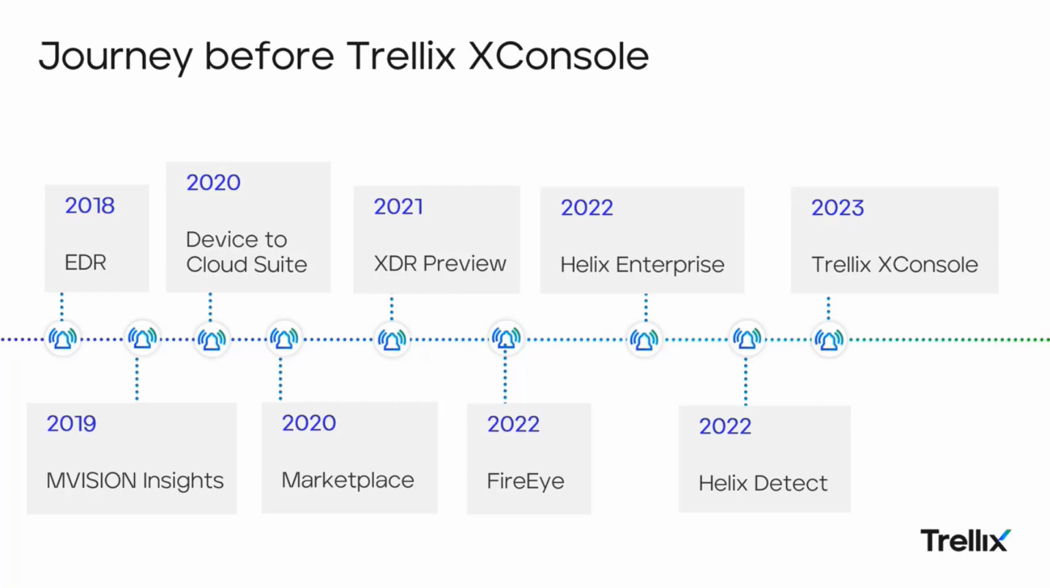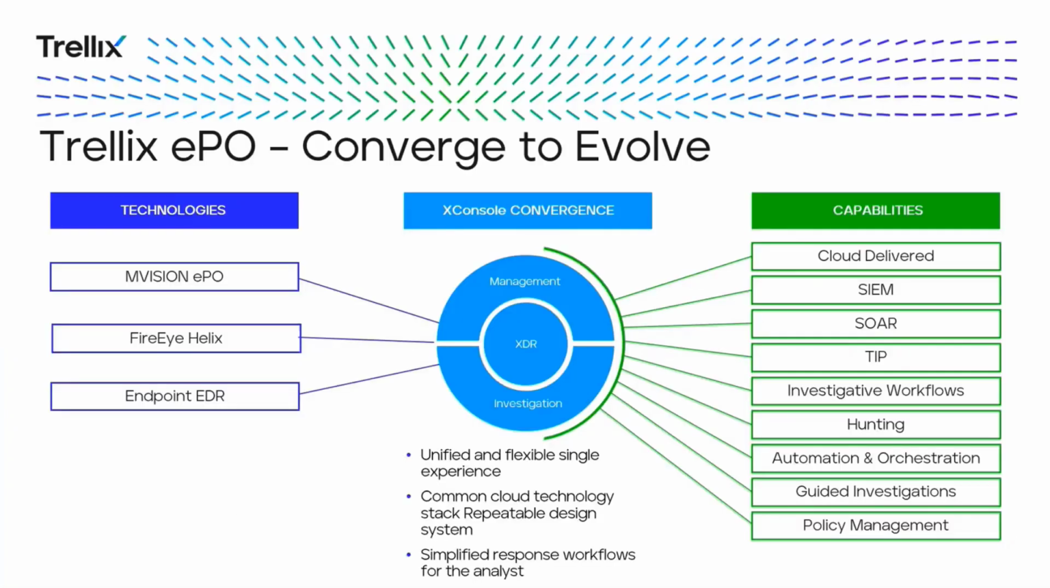What does it mean for EPO? That's the question that comes to your mind. So EPO essentially will get merged into XConsole. There is no trimming of EPO capabilities. It completely gets unified into XConsole. And this journey is starting as early as late March or early April, when you will see the first change in the look and feel of EPO on its own.